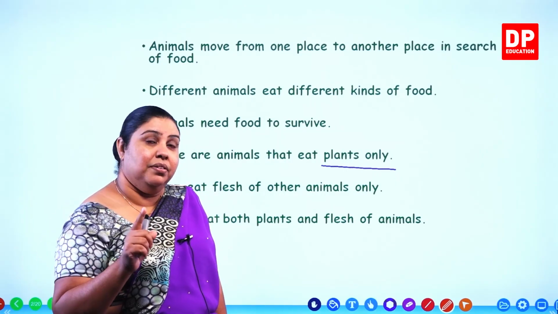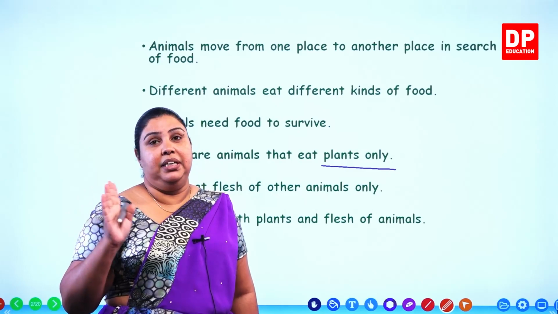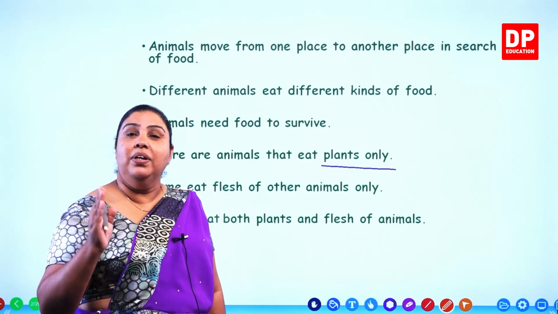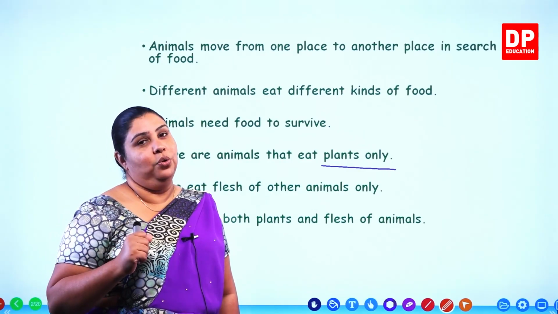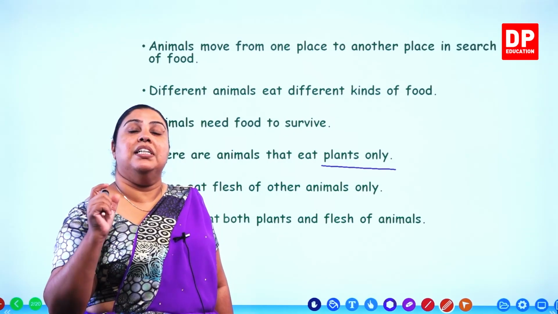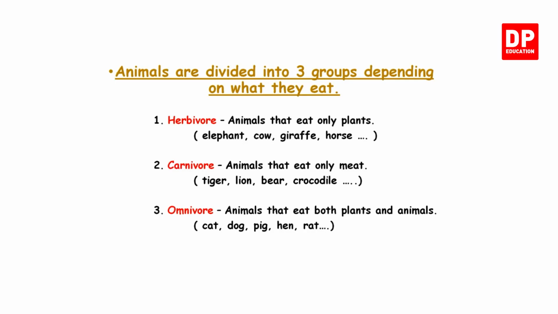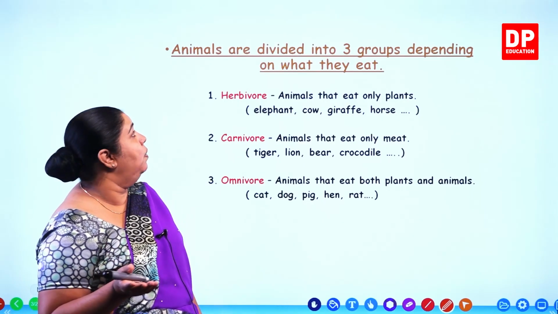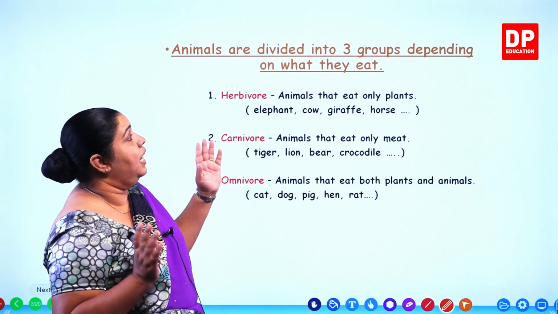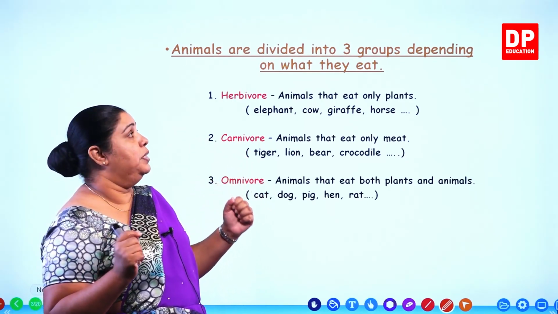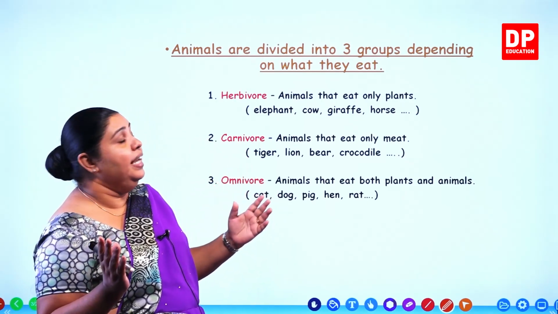So now we learned that the animals are being divided into 3 groups. Now let's see what those 3 groups are and what the special names are that we call them. Come, let's go and see. Animals are divided into 3 groups depending on what they eat.